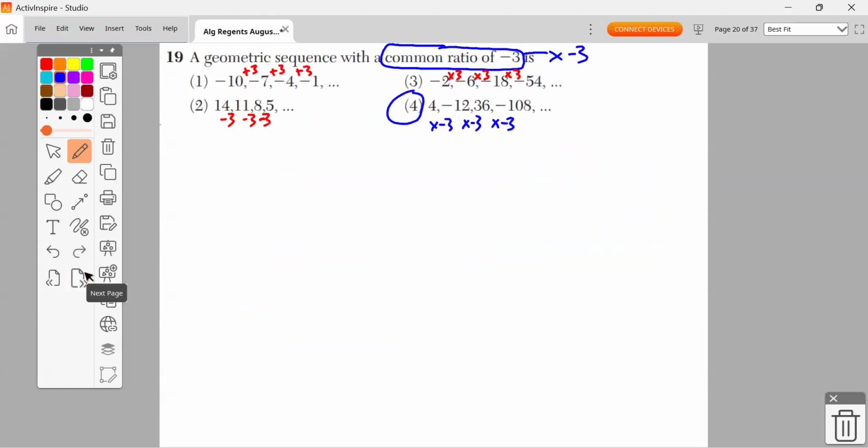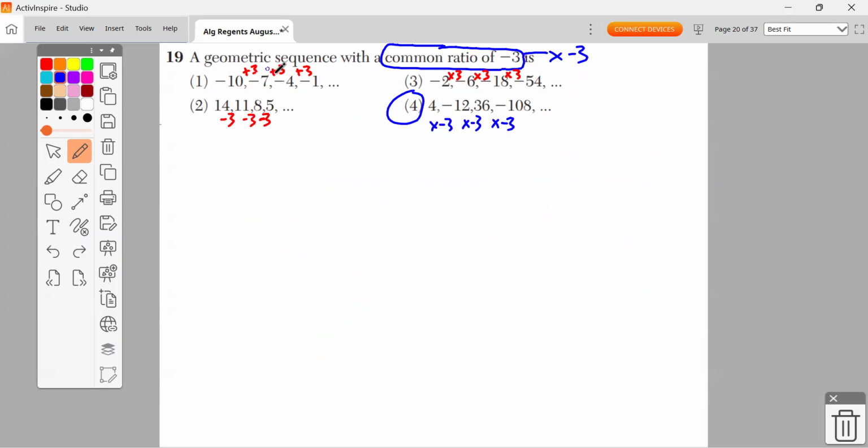In question number 19, a geometric sequence. Geometric sequence is multiplying by the same number each time. Arithmetic would be adding by the same number each time or subtracting by the same number each time. So which one has a common ratio? That's the number that we multiply by each time, of -3.